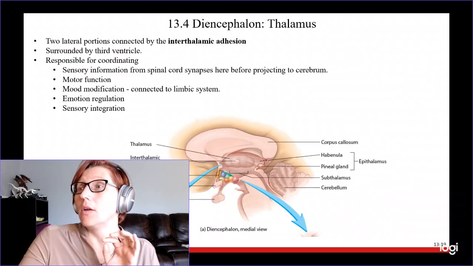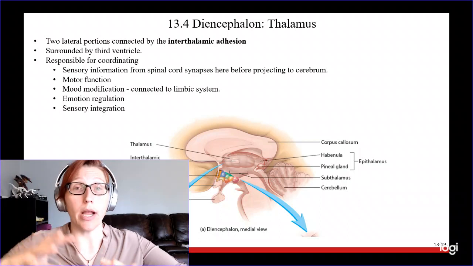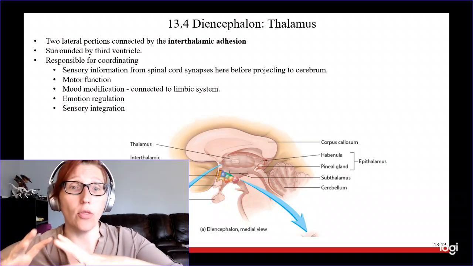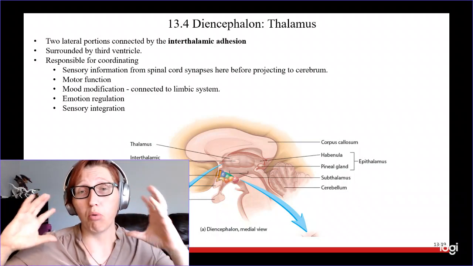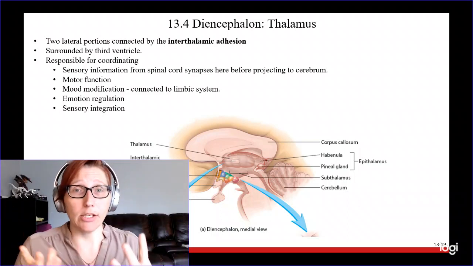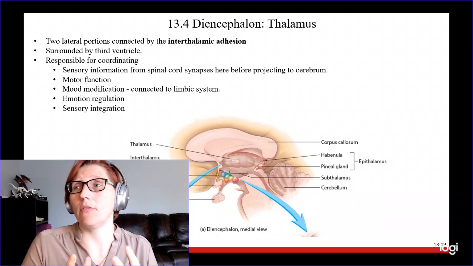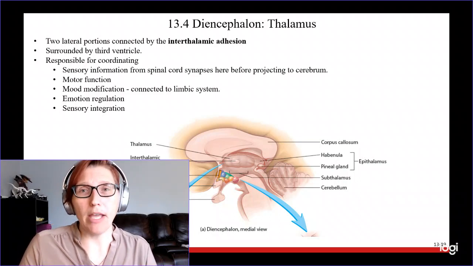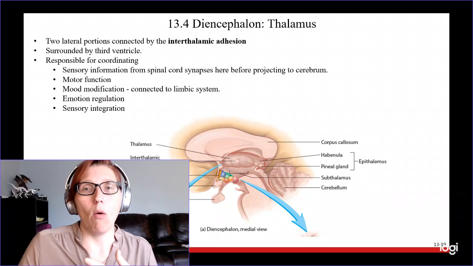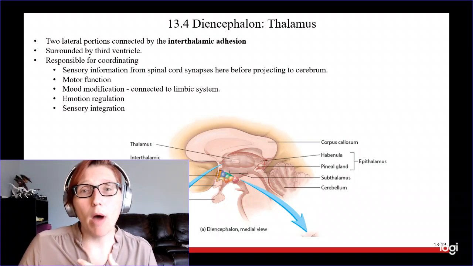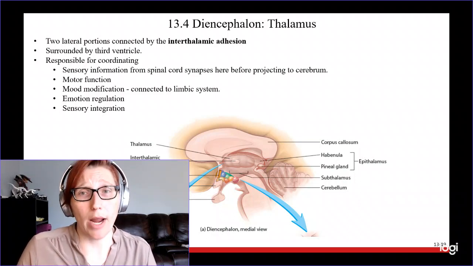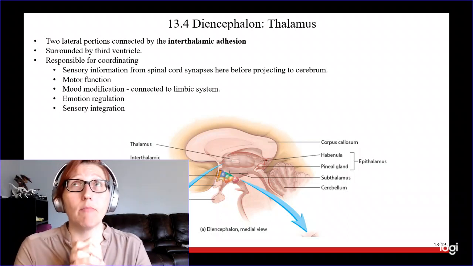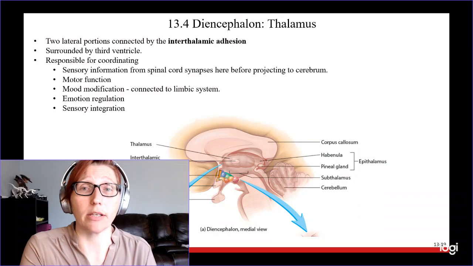Okay, so here's what I want to bring up. The thalamus is also a portion of what is called the limbic system, that primal brain, that lizard brain that I have referred to a couple of times. So it plays a role in motor function, but what makes it a little bit different is how it plays a role in mood modification and emotional regulation. So damage to this particular area has some very interesting consequences.